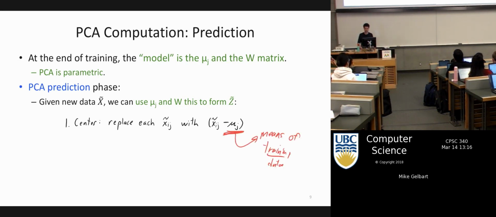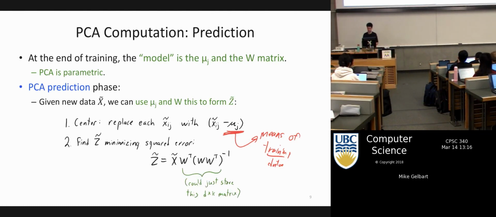And to do that, we'll recenter them using the means of the training data. So a very common mistake is to recenter your test data using the means of your test data. But whatever you do at the training phase, you want to reproduce those steps at your prediction phase. So you need to hold on to those same training means and use those. And then we want to find Z by minimizing squared error.